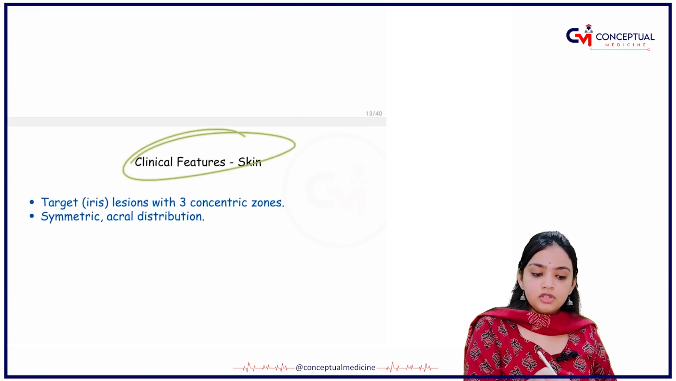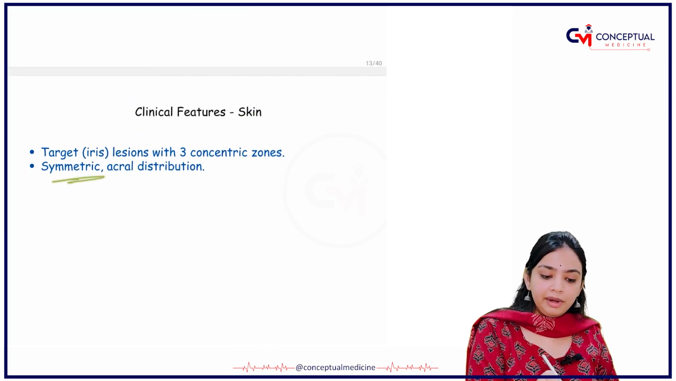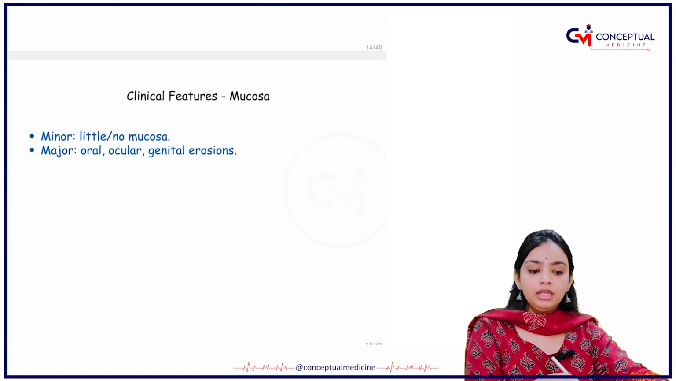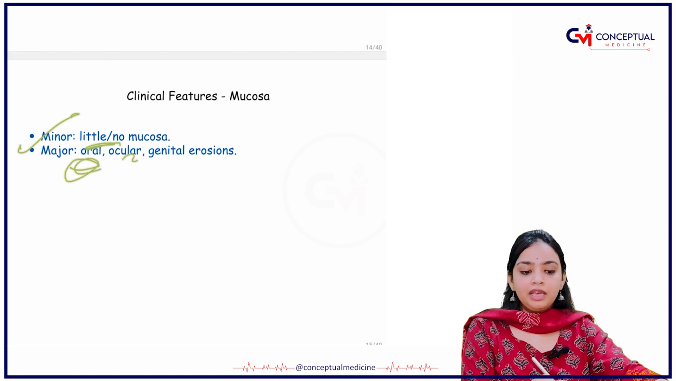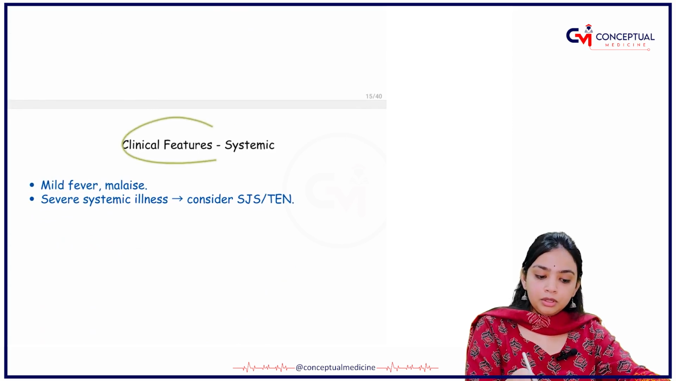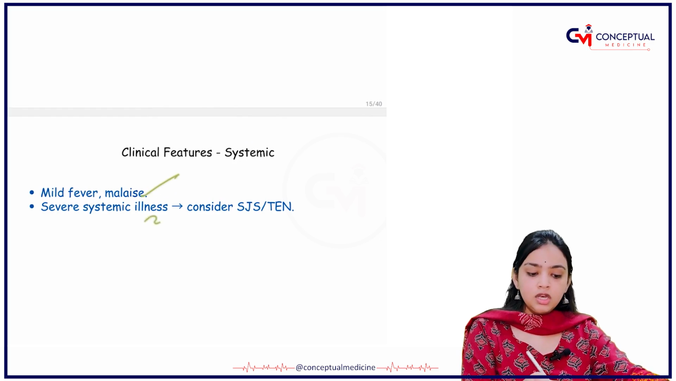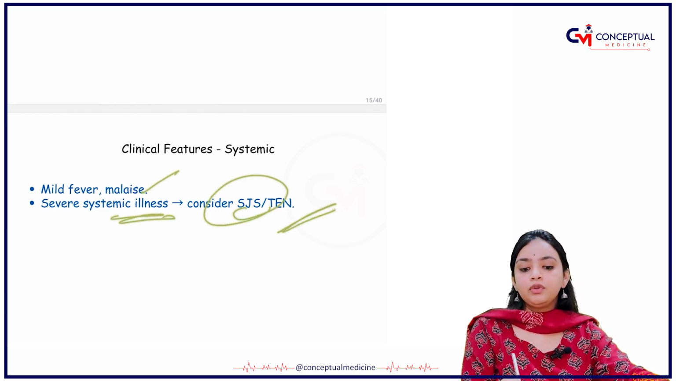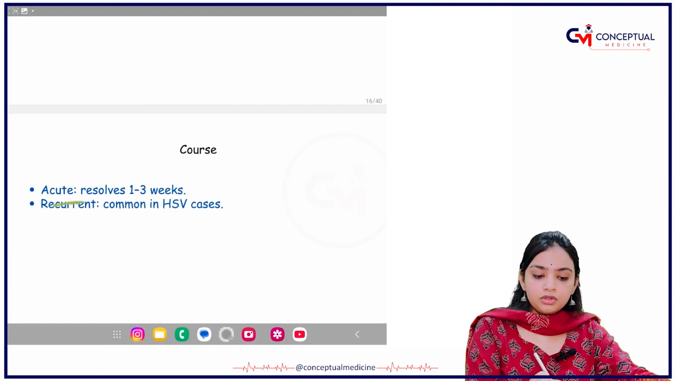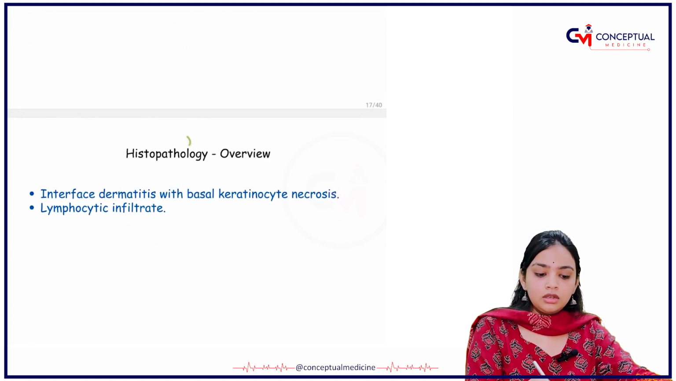If I talk about the clinical features, it has target or iris-like lesions with 3 concentric zones, with a symmetric and acral distribution. The mucosa in the minor form is little involved, and in the major form you have oral, ocular, and genital erosions. The person will have mild fever, and with fever you will have malaise. If there is severe systemic illness, you have to consider that it is a case of SJS. The course, if I talk about it, is acute and will resolve in 1 to 3 weeks, and recurrence is more common in HSV cases.